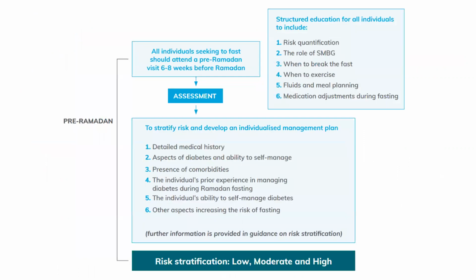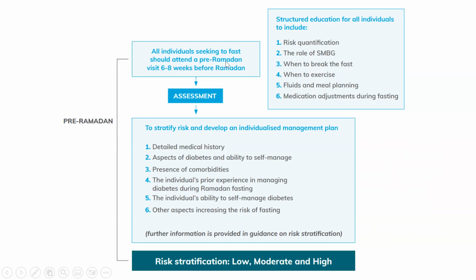So basically, when we do a pre-Ramadan assessment, we should do a structured education for all the individuals, and this should include risk quantification. We should explain to the patients the role of self-monitoring of blood glucose. Risk stratification we will look at in detail in the subsequent slides, and we'll try to classify the patients into low, moderate, and high risk. We should advise the patients when they should break the fast, when to exercise, fluid and meal planning, and, most important from the exam perspective, the medication adjustments during fasting.